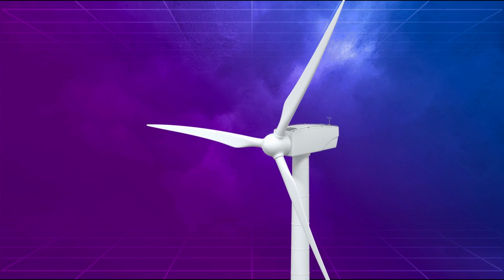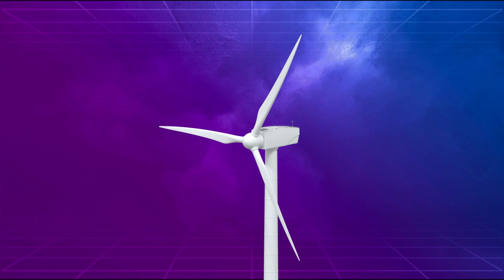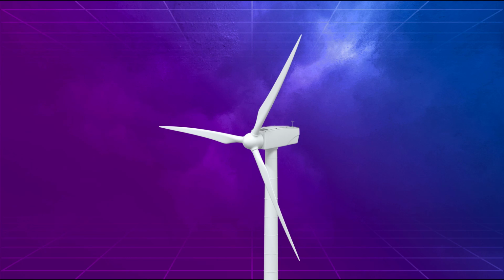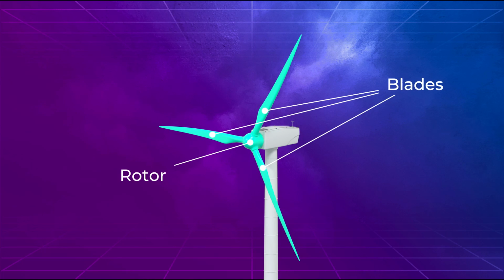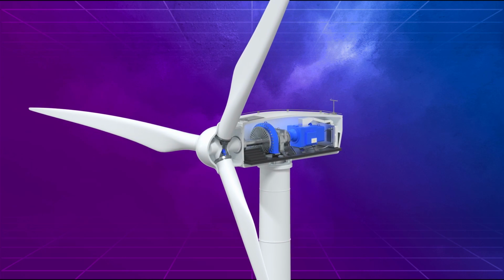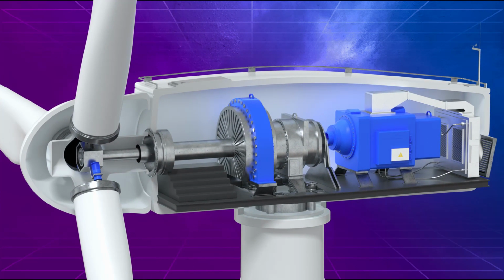Now that we know how energy is extracted by the wind turbine, let's look at how individual components function to ensure the operation of a wind turbine. A wind turbine consists of a tower, a nacelle mounted on top of the tower, and a turbine rotor. Within the nacelle are several components responsible for converting the wind energy into electrical energy.